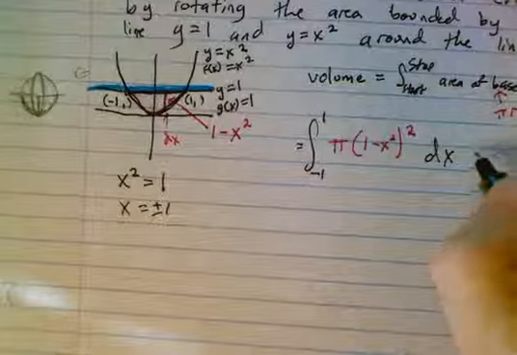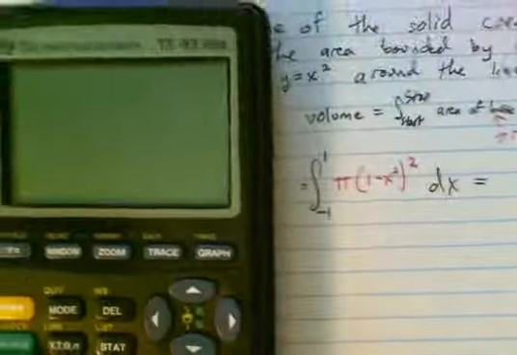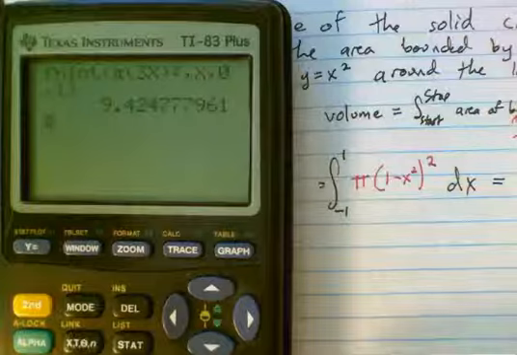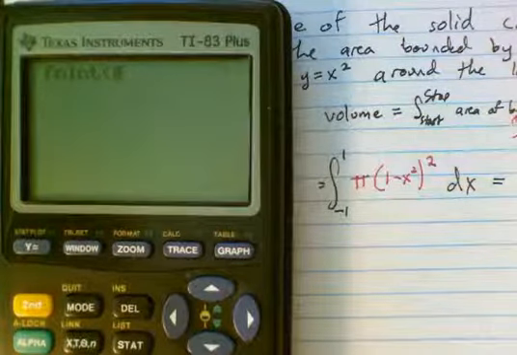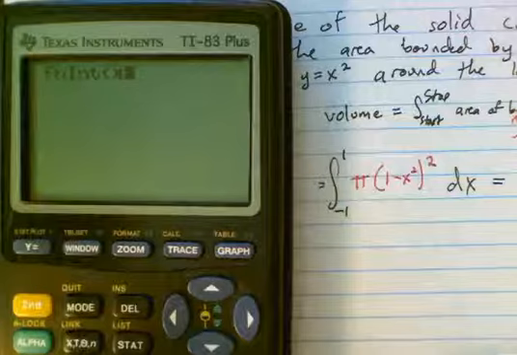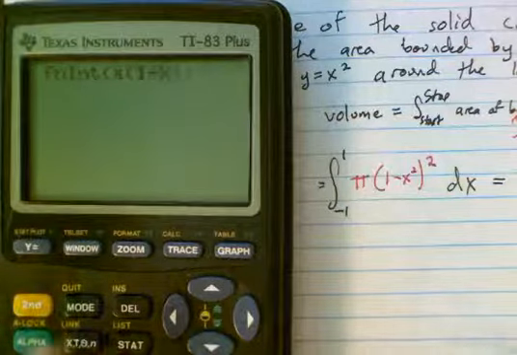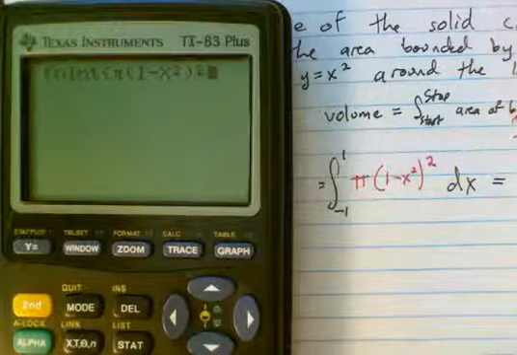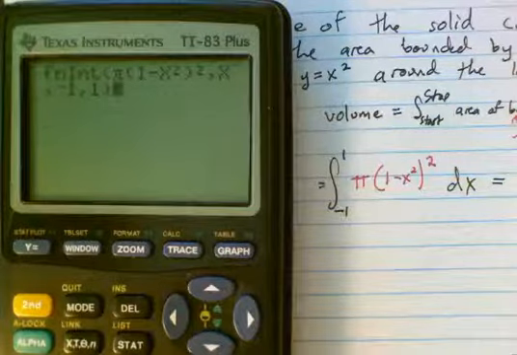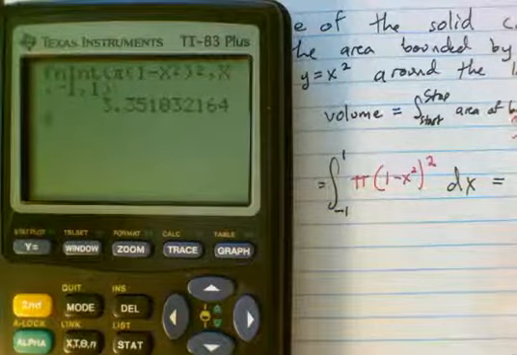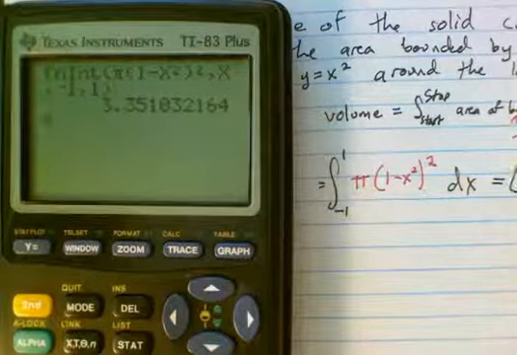Again, that's most easily done in the calculator. Pi, (1 minus x squared) squared, comma x, comma -1, comma 1. Ta-da!